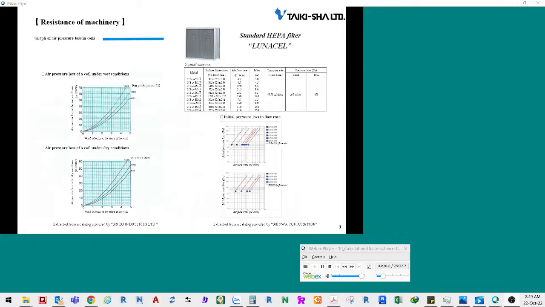Initial pressure loss and final pressure loss are significant for filters. Initial pressure loss is referred to as loss received by a filter when it is used for the first time, while final pressure loss is referred to as loss which indicates that the filter should be replaced. In general, approximately twice the initial pressure loss is equal to the final pressure loss.